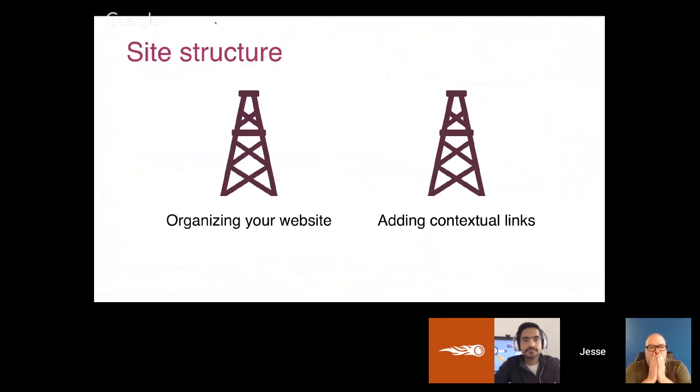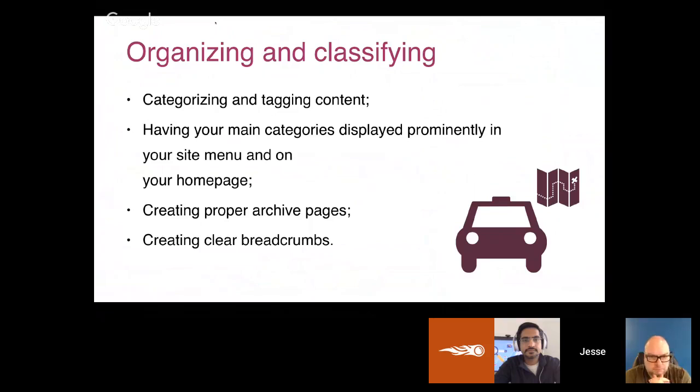So let's explore them. On the one hand, your site structure has to do with organizing and classifying your content. This includes categorizing and tagging the content you create, so your visitors have a clear view of what belongs together and what doesn't. It also includes stuff like having your main categories displayed prominently in your site menu and on your homepage. It includes creating archive pages that send visitors to the pages they're most interested in going to. And it includes creating clear breadcrumbs.